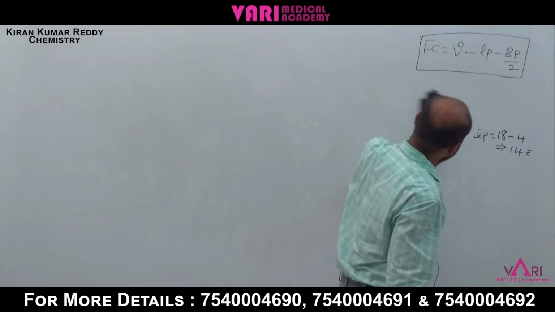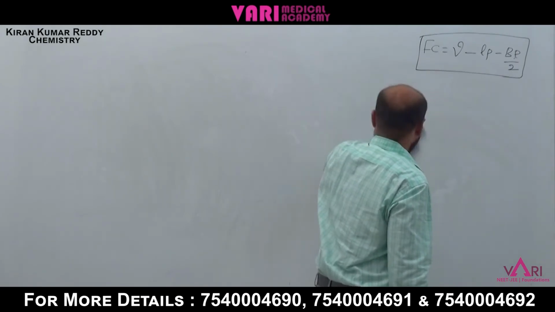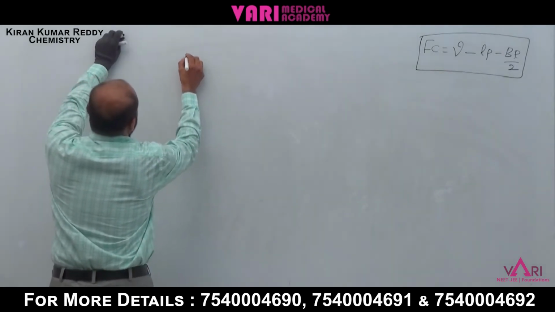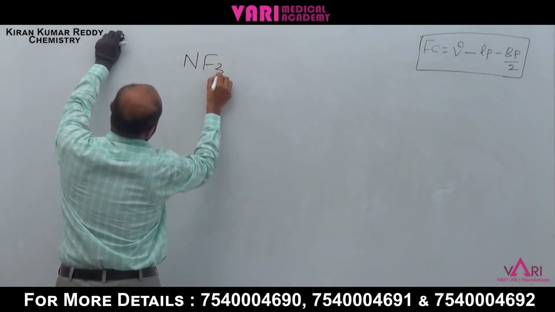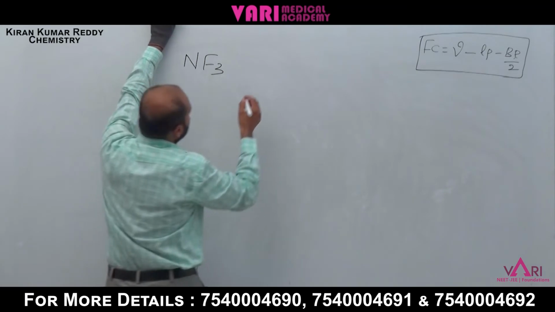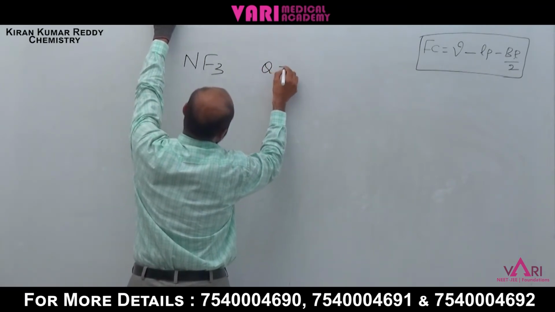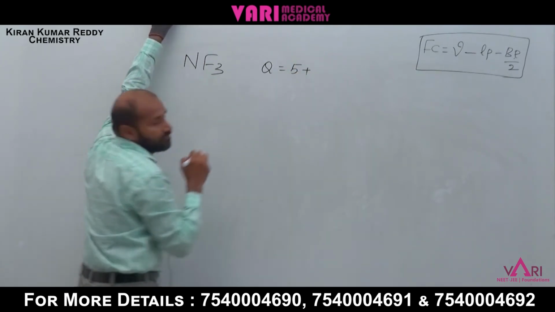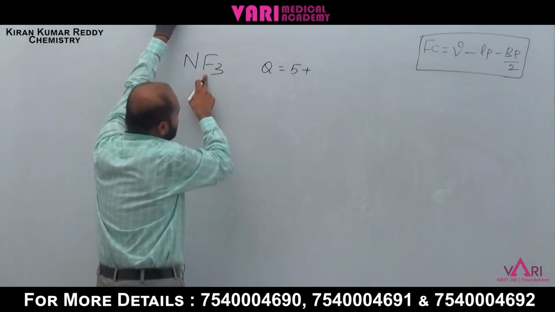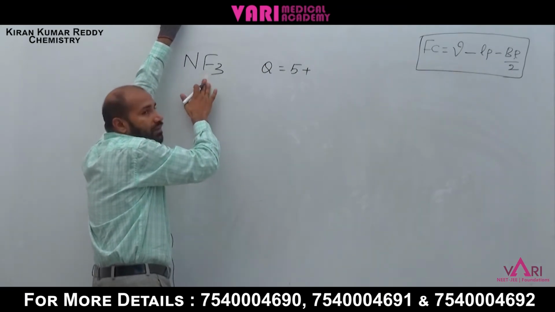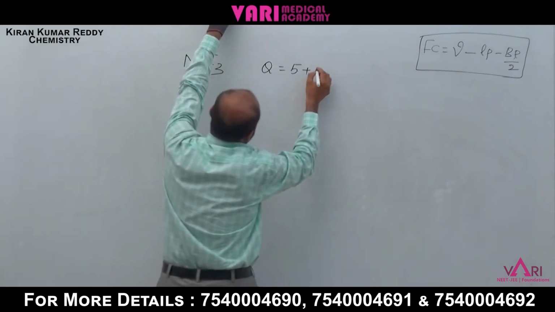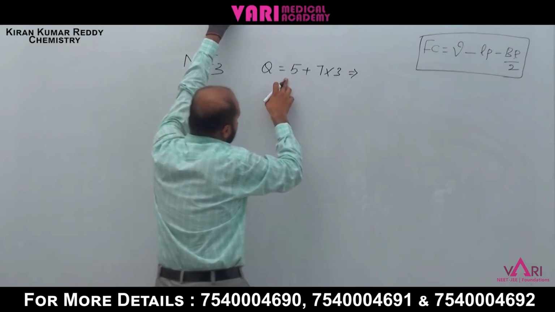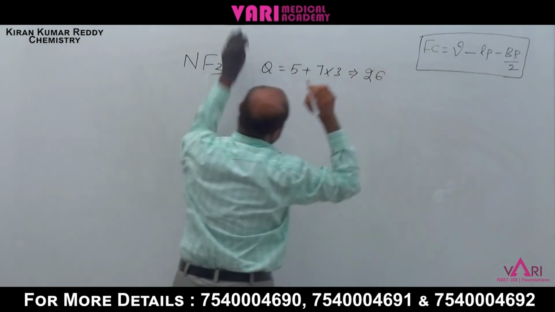Next is NF3. Take NF3. Now calculate Q, the total number of valence electrons. Nitrogen has 5 valence electrons, and fluorine belongs to the 7th group, so 7 valence electrons. 7 times 3 is 21, plus 5, 26. I have written 26.